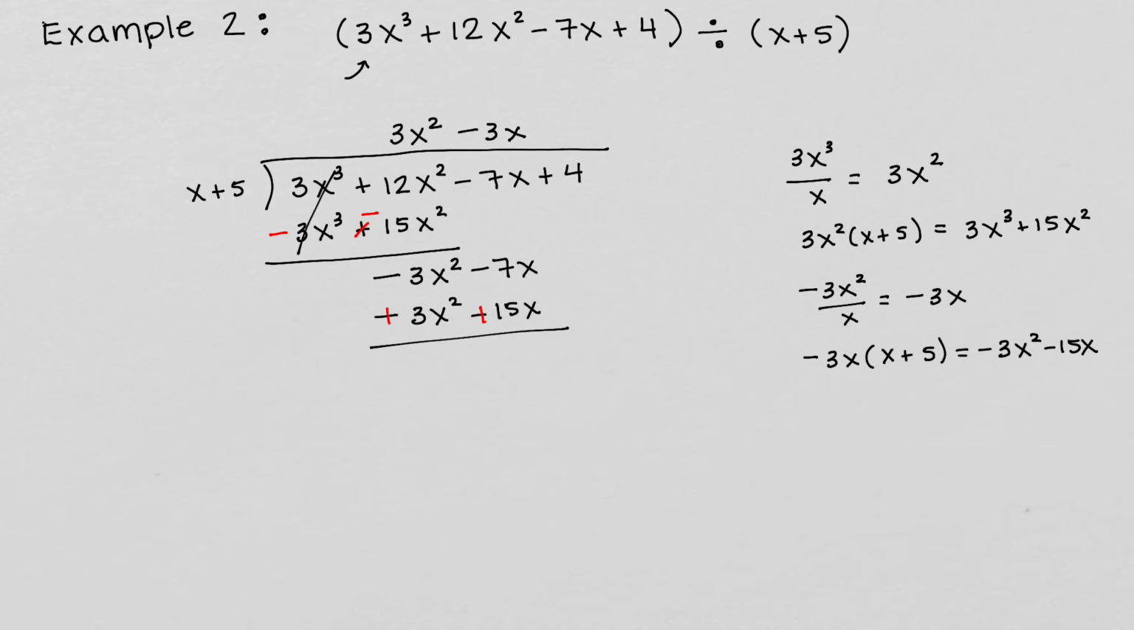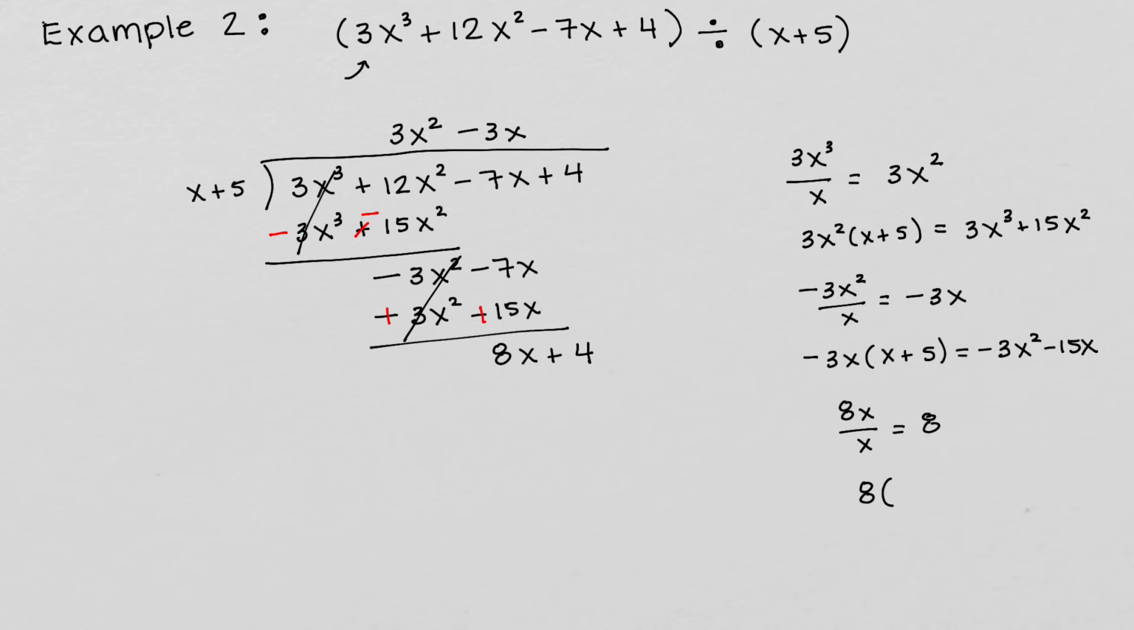Change my signs. The 3x squared and the minus 3x squared cancel. 15x minus 7x gives me 8x. And I'll bring down that plus 4. And now I'm going to take x into 8x. And that gives me 8.